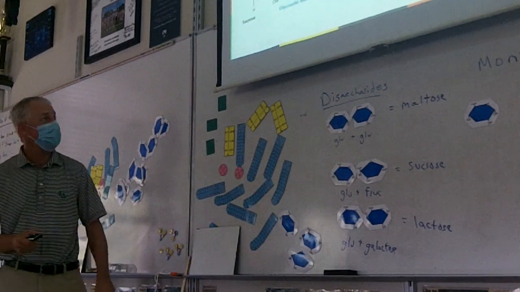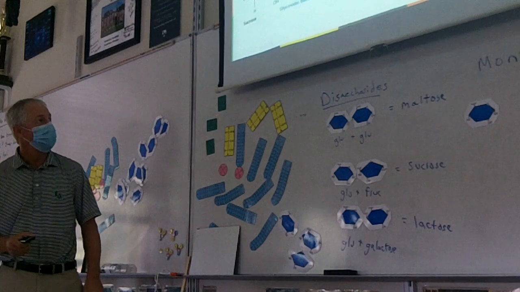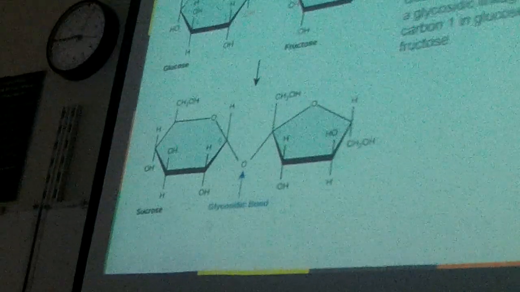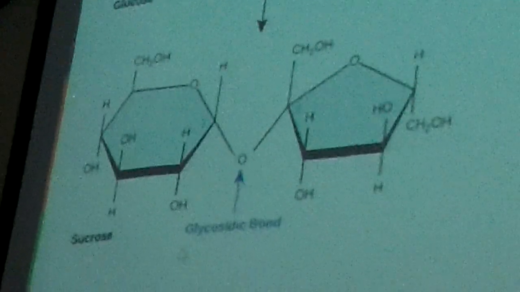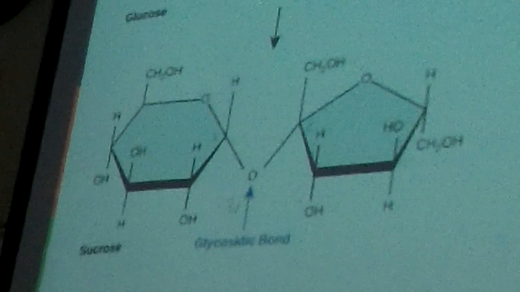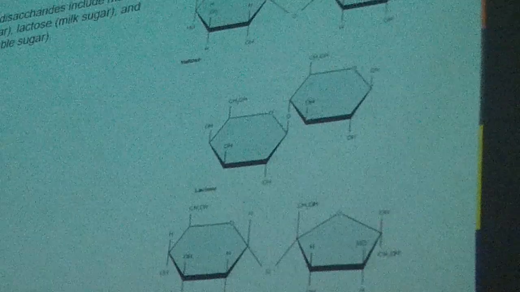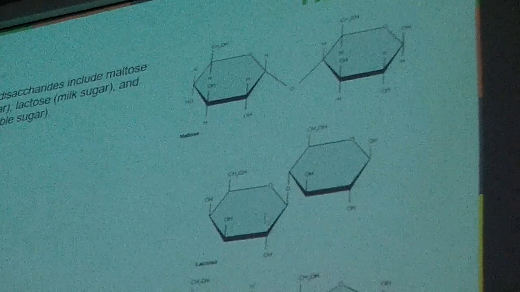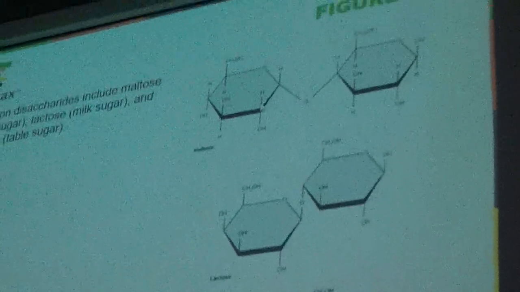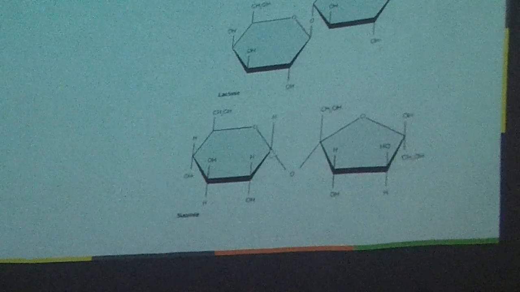Hey, that bond that has an O in the middle that goes between molecules is called a glycosidic bond. Can you say glycosidic? Glycosidic. That's a bond with an oxygen in the middle. Oh, here are the disaccharides that I mentioned. There's lactose. There's maltose. And there's sucrose.